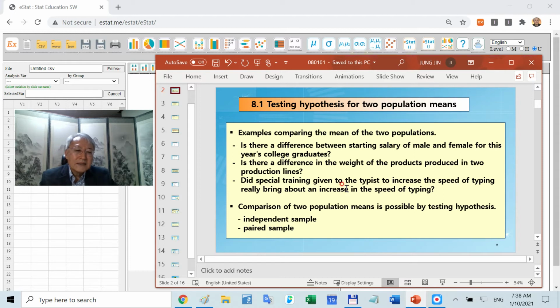Or suppose you give some special training for typists to increase typing speed. Will this education bring some increase, really? That kind of thing. We'll discuss the independent sample case. In a sense, we collect a sample independently from each population. In the next section, we'll discuss the paired sample.